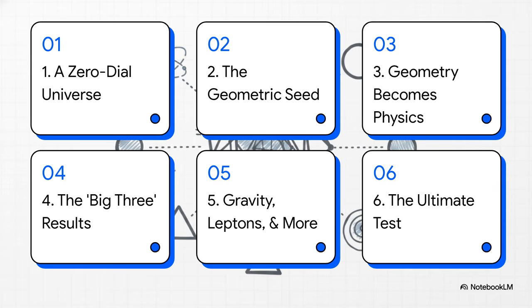So here's our roadmap. First, we're going to talk about the problem this whole theory is trying to solve, this idea of a zero-dial universe. Then we'll meet the geometric seed at the heart of it all. We'll see how that geometry supposedly becomes physics, check out its three biggest predictions, see what else it can do, and then we'll ask the most important question of all. How could we prove it's wrong?